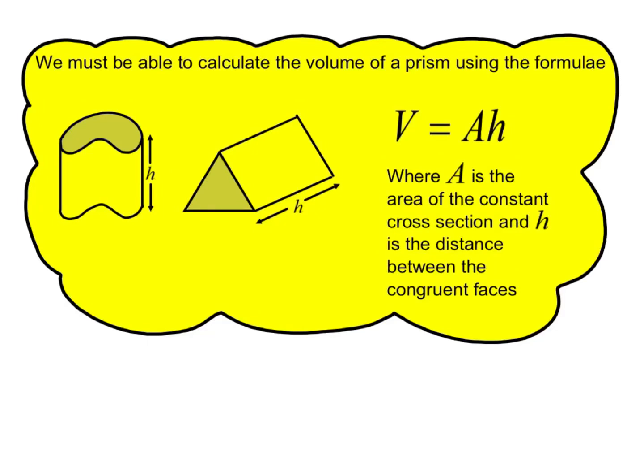In this video we'll look at calculating the volume of a prism using the formula V equals AH. Now, first of all we need to understand what a prism actually is. So the definition of a prism is a three-dimensional object with a constant cross-section. In other words, there is a constant shape which runs all the way through that 3D object.